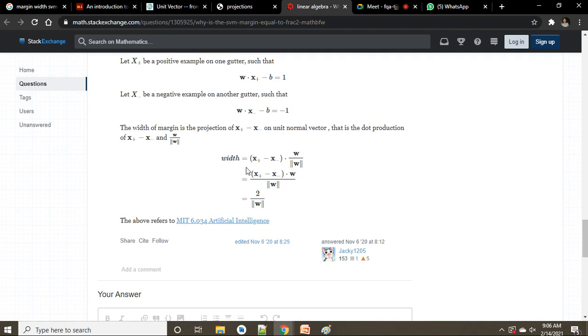Okay, this is the method we found. Maximum width equals x positive minus x negative into W into mod W. So where do x positive and x negative come from? That's nothing but that vector value. Because we choose 2 points, x positive and x negative, and we found the vector value between them. And what about that margin? If you want to find the projection, because it's a perpendicular line.